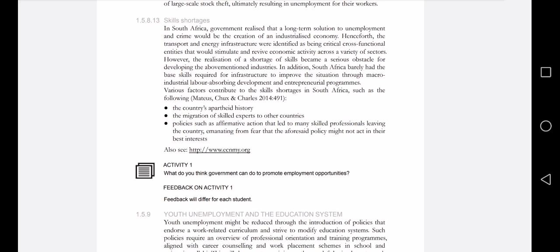However, the realization of a shortage of skills became a serious obstacle for developing the above-mentioned industries. In addition, South Africa barely had the base skills required for infrastructure to improve the situation through labor-absorbing development and entrepreneurial programs.